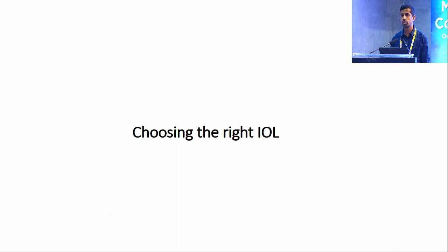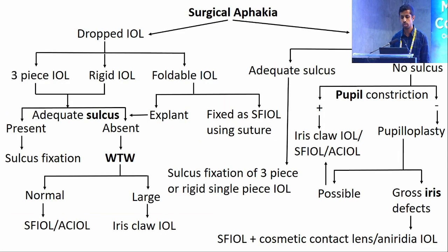So coming on to choosing the right IOL, the most important things which matter are the presence of adequate sulcus support, the white to white of the patient, whether the pupil is able to constrict, and if there are any associated iris defects. If there is a dropped IOL already, and if we have a 3-piece IOL or a rigid IOL, if the sulcus is adequate, we can go for sulcus fixation.